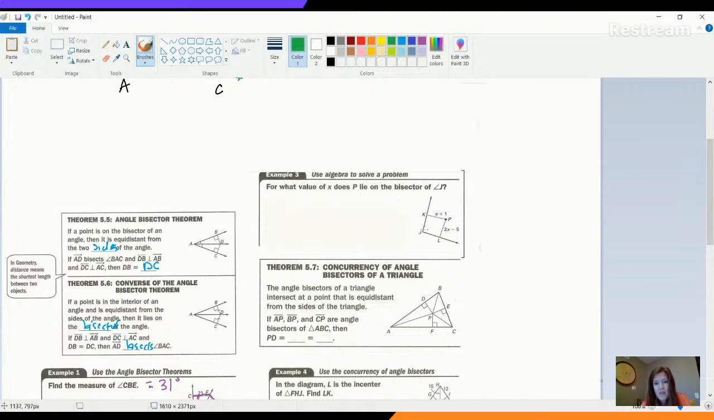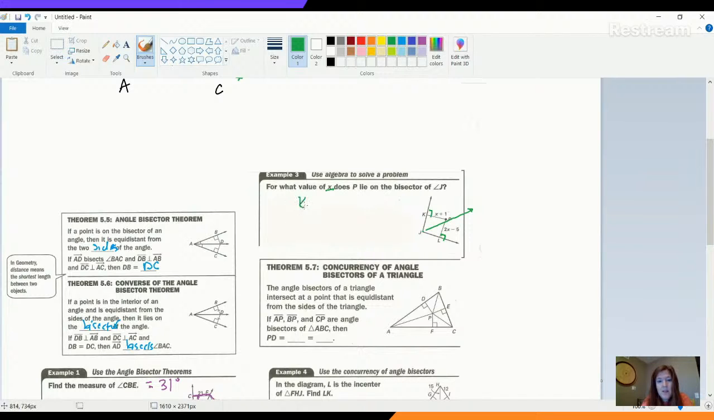So if we want JP to be an angle bisector, what has to be true about these two segments? Well, what has to be true is they have to be at 90 degrees, which it doesn't really tell us, but we're going to assume that they are just for this example. And then that also means that KP and LP have to be equal to each other. So if you want to find a value of x so that P can be on that angle bisector, that means that these two segments have to be congruent.